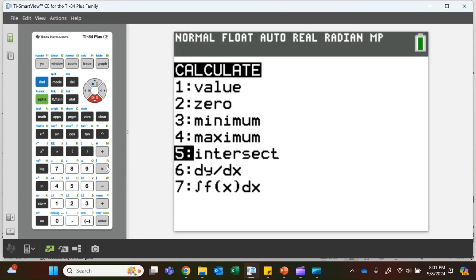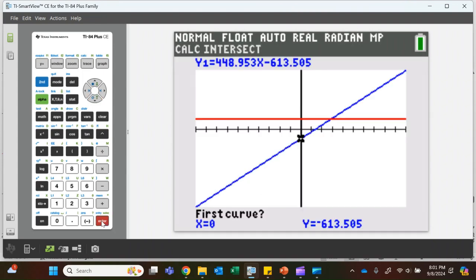I'm going to run the intersect command, which is number 5. Okay, it's going to ask for the first curve. I'll hit enter. It's going to ask for the second curve, and the cursor is going to jump to the second curve. I'm going to hit enter. And then I'm going to scroll over here, get my cursor close to where that guess point should be where they intersect. I'm going to hit enter again, and it finds it for me.